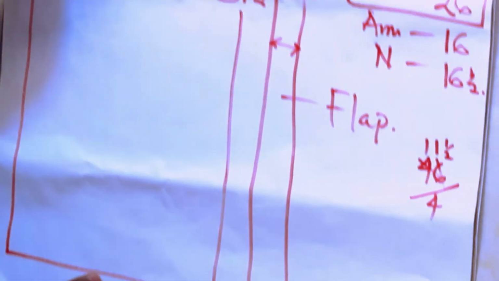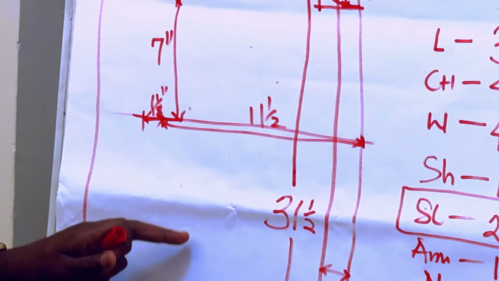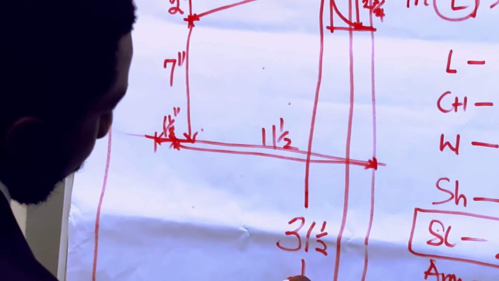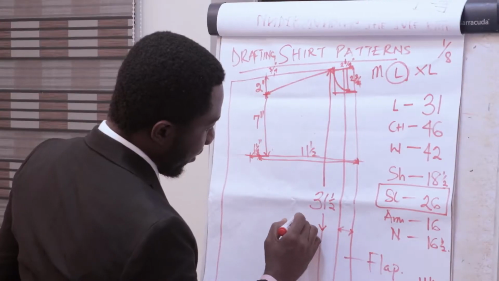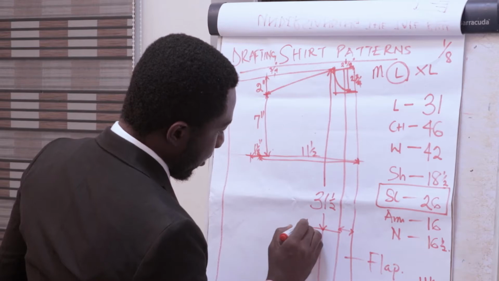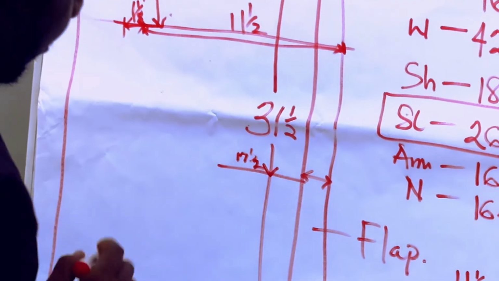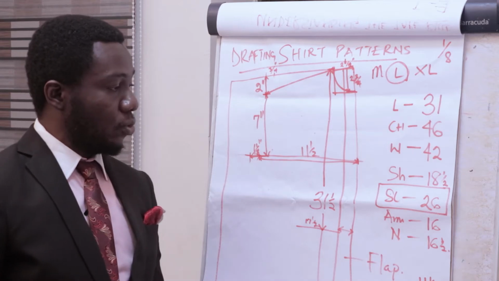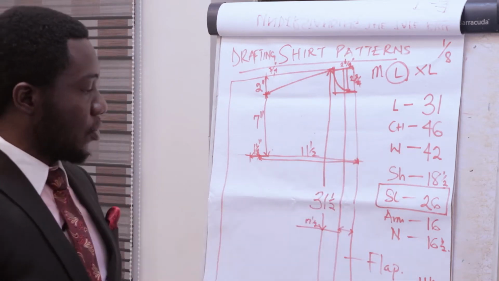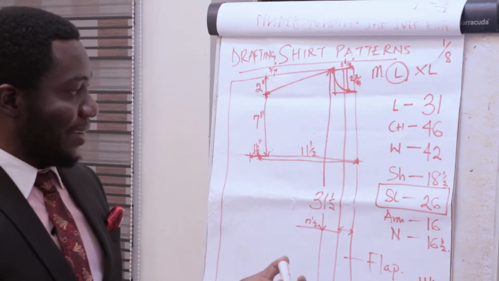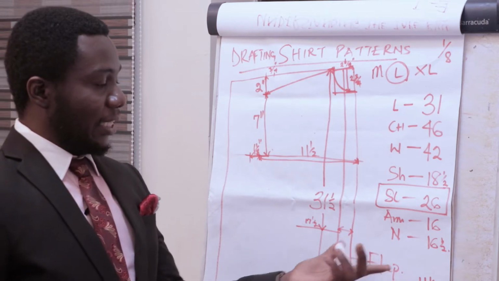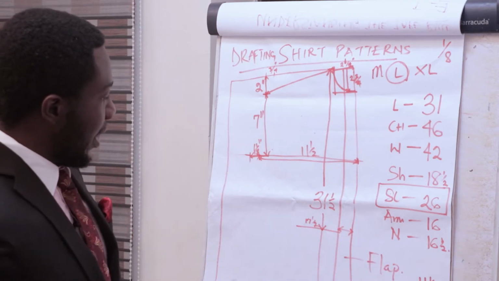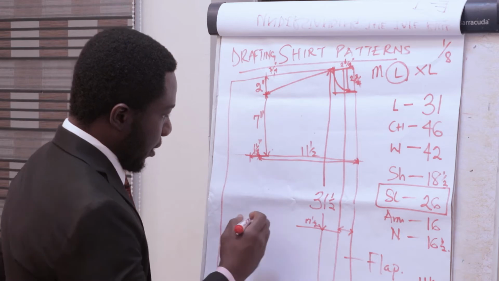So when you come to the first 17 and a half, let's say your 17 and a half is here. So this is where your stomach is going to fall. So how do you now measure the stomach? The stomach is supposed to be 42. 42 divided by 4 is what again? It's 10 and a half. So 10 and a half, you measure that.